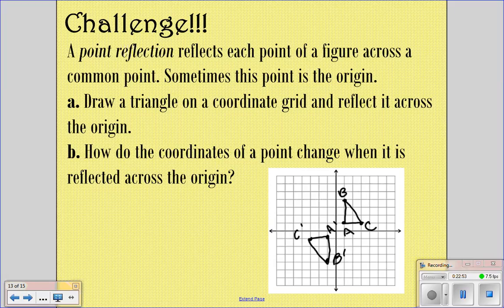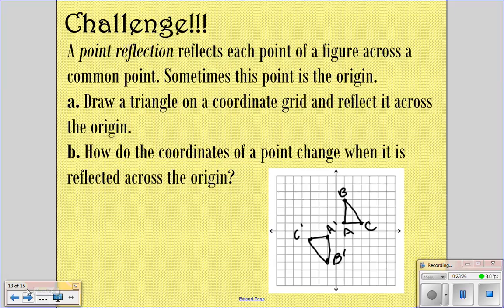And it says, how do the coordinates of a point change when it's reflected across the origin? Each of the coordinates is reflected by the opposite. So A was 1, 1, and now it's -1, -1. B was 1, 4, and so now B is -1, -4. C was 3, 1, and so now it's -3, -1. So that's what happens whenever you reflect it across the origin. Okay?